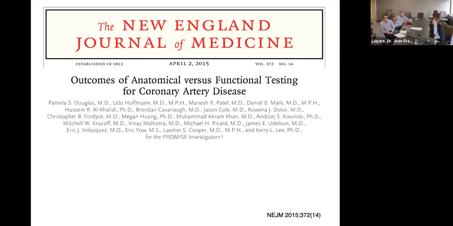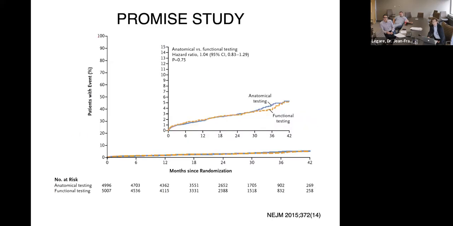This is one study done internationally, the PROMISE study, looking at anatomical versus functional testing for CAD. This analyzed CT angiography as the first test versus functional testing, stress imaging. And you can see over the 3.5 years of the study that there was really no difference. Patients had similar rates of events, which happened to be very low, whether you did an anatomical versus a functional test initially.